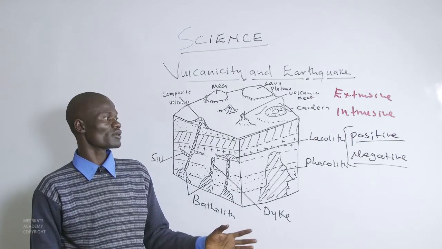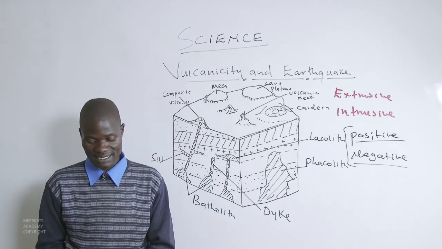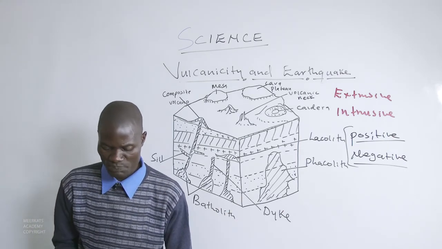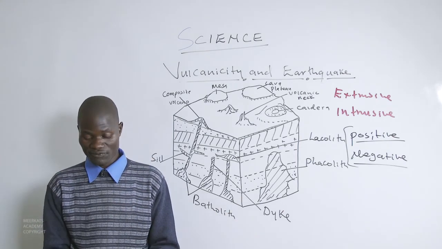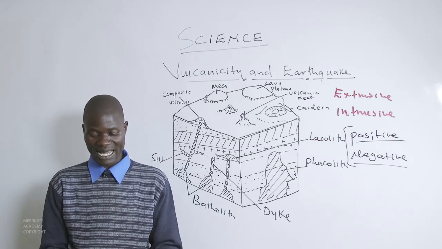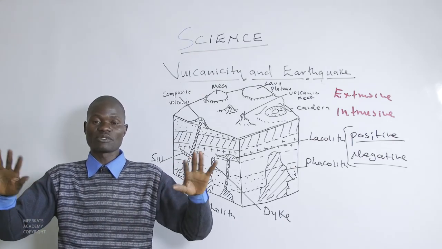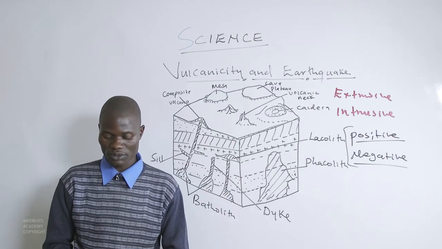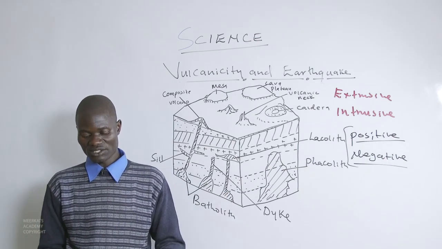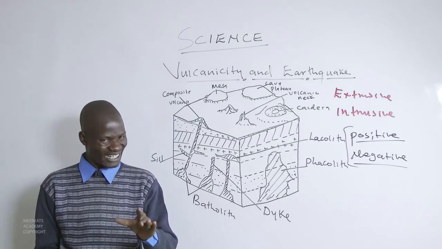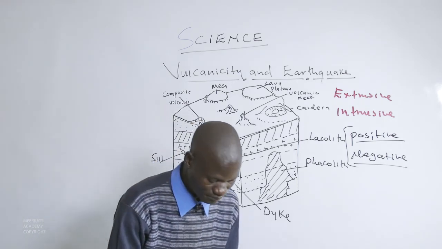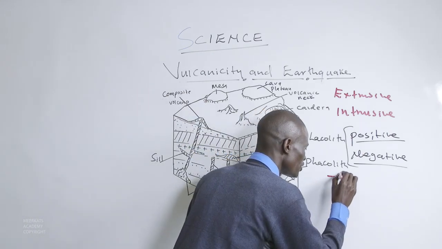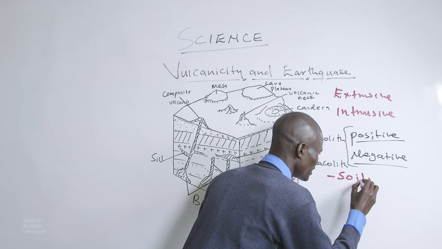When you look at the positive effect of volcanicity, you will find that volcanic eruption has produced high volcanic mountains in the highlands, which can easily be seen on the earth's surface, and therefore after erosion they result in the formation of volcanic soils.